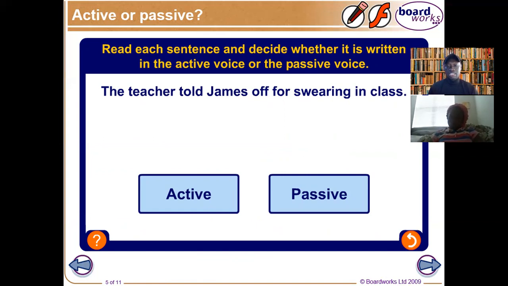Now, what is this? Is this passive or active? The teacher told James of her swing in class. Is this active or passive? I guess it is passive. Now, what is the subject in the sentence? The teacher. Good. And I told you that if the subject begins the sentence, it is what? Active. Good. So you are correct here.